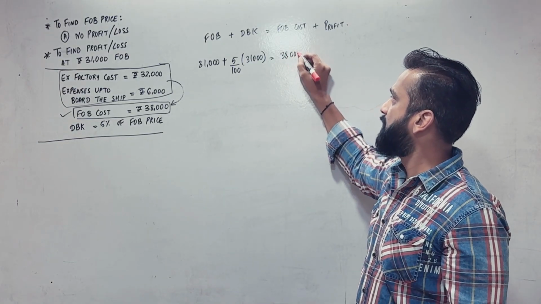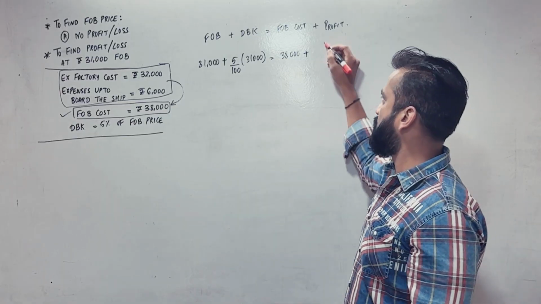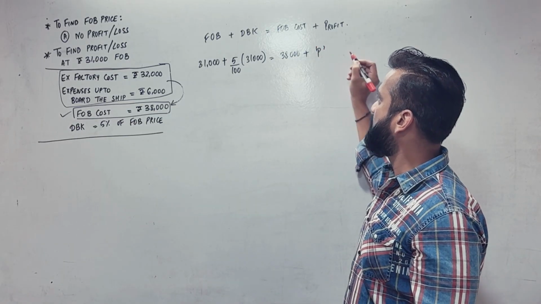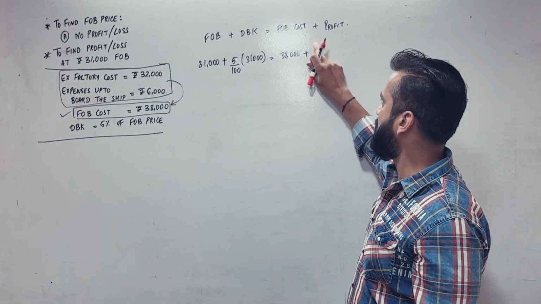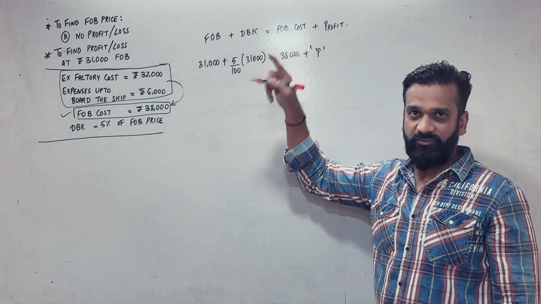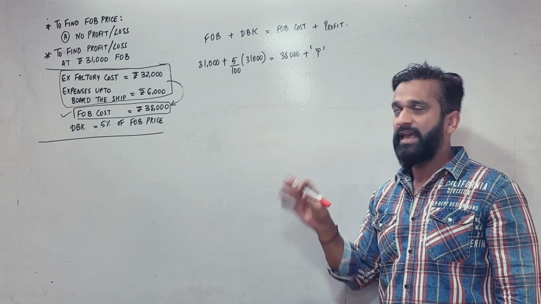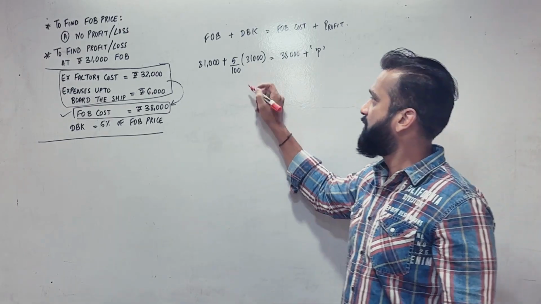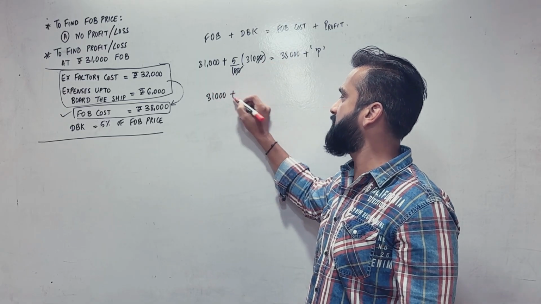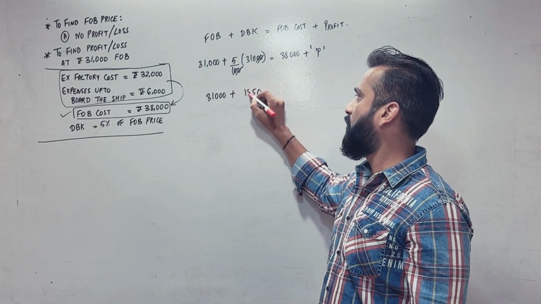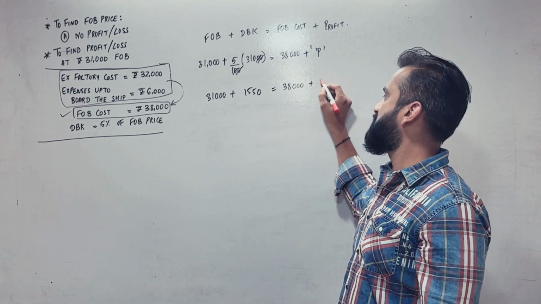38,000 plus what is the profit? Profit is not given to us. So let the profit at rupees 31,000 FOB be P. We have to assume that. Okay. So these two zeros get cancelled. 31,000 plus 1,550 is equal to 38,000 plus profit.